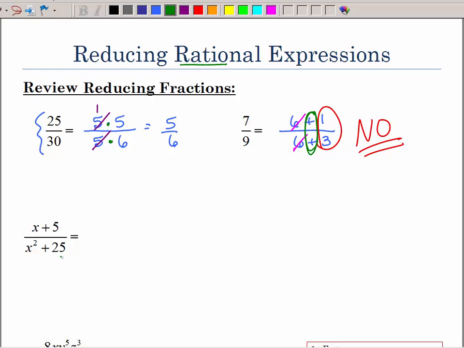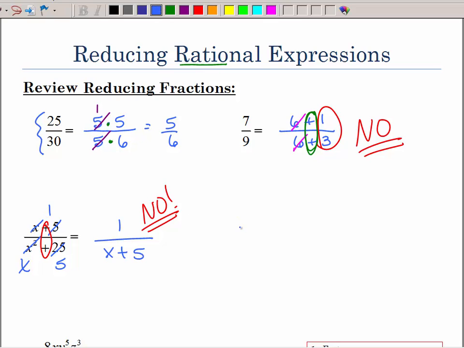So could I reduce x plus 5 over x squared plus 25? Well, the first question is can I factor anything? You're going, well, I don't think so. All right, so could I do this? Well, let's see. x goes into x squared x times, and 5 goes into 25 5 times. So I have 1 over x plus 5. Is that correct? No. Because of this plus sign, I did not cancel out like factors. Again, factors are things that are multiplied together.